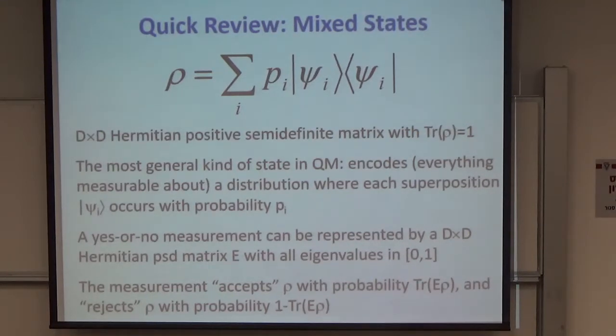Then the key rule is the following: if I apply the measurement E to the state rho, then it accepts with probability trace of E times rho, and it rejects with probability 1 minus trace E rho. So this will be the Born rule for the purpose of this talk. I haven't specified what happens to the state after the measurement, but I will say something about that later when that becomes important.